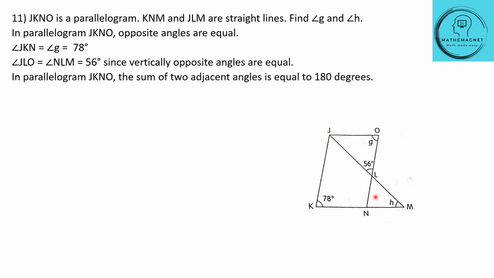Using the parallelogram property again for JKNO, the sum of two adjacent angles is equal to 180 degrees. So 180 minus 78 will give you this angle, that is, KNL or KNO, both are the same. So you will get KNO equal to 102 degrees. Now we will have to find this angle, that is, LNM or MNL. This angle we need to find, that is, angle N inside the triangle.